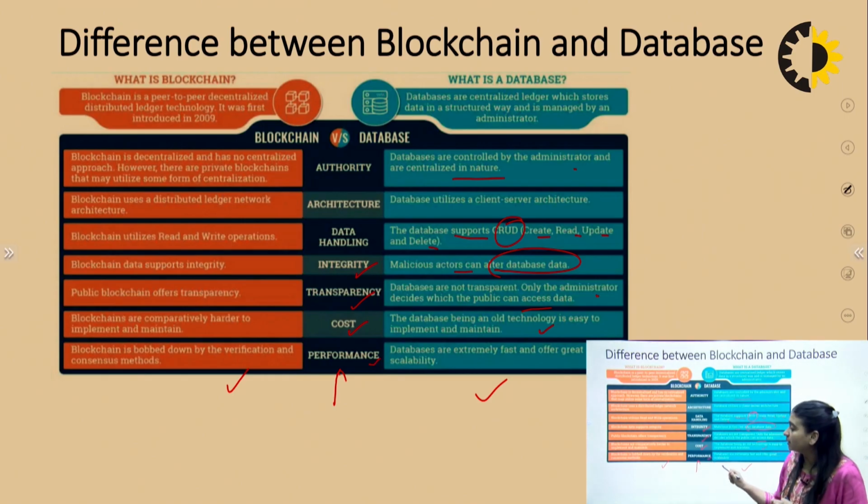Then the last parameter is performance. On the basis of this, blockchain is bogged down by verification and consensus methods. There are consensus mechanisms or smart contracts or chain codes as per the platform we are choosing for the blockchain, and some sort of verification mechanism we follow in the blockchain. Only then can we say that the process is transparent, and the unknown entities on the network are able to reach a consensus by following a set of rules. But databases are extremely fast and they offer great scalability in comparison to blockchain.